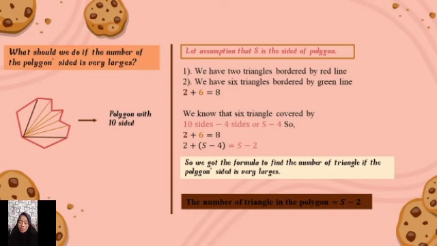So 2 plus 6 equals 8, and we get the number 6 as s minus 4. So 2 plus (s minus 4) equals s minus 2. So we got the formula to find the number of triangles if the polygon has very many sides: the number of triangles in the polygon is s minus 2.